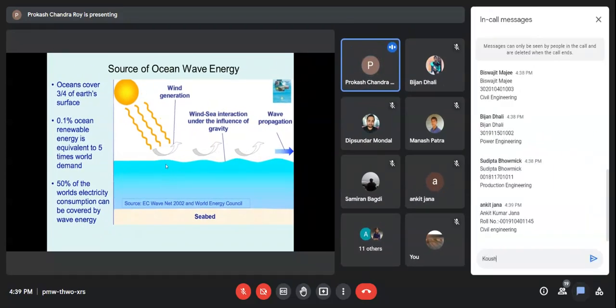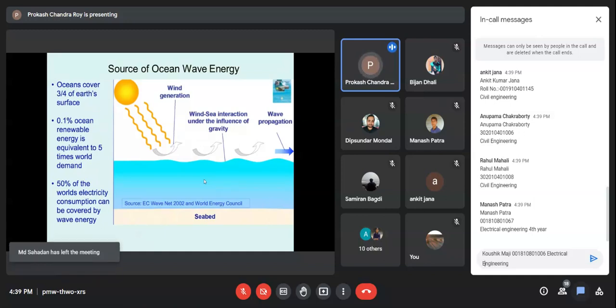So you will get the generation of the wind because of the differential earth heating. And when this wind blows over the surface of the ocean or water bodies, it will generate waves. Okay, and it will propagate. And ultimately, it will give some up and down motion. And based on some simple harmonic motion, you will get some energy. So that energy will be utilized for your useful purpose.